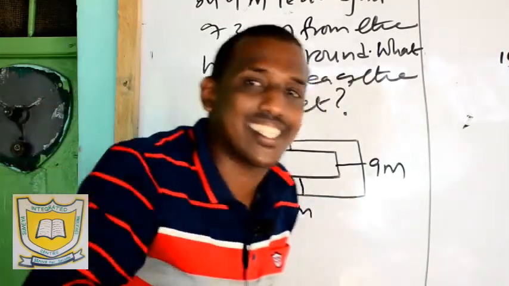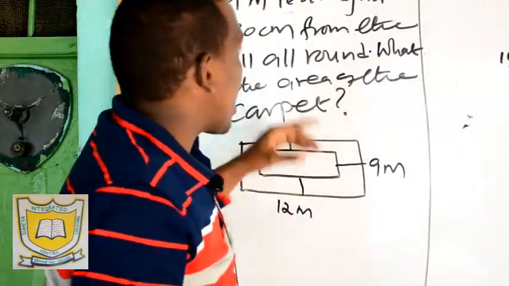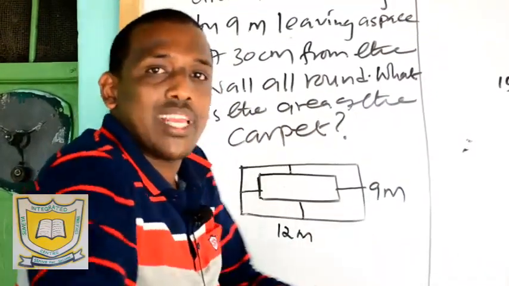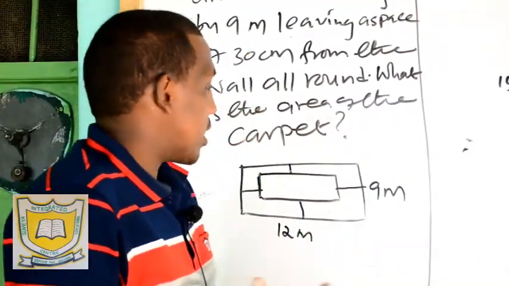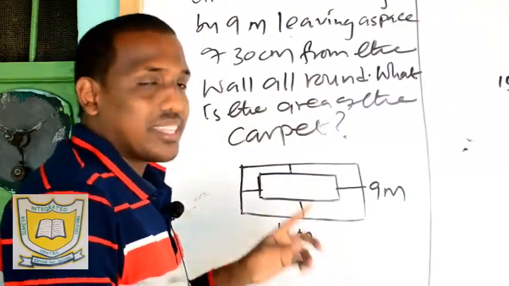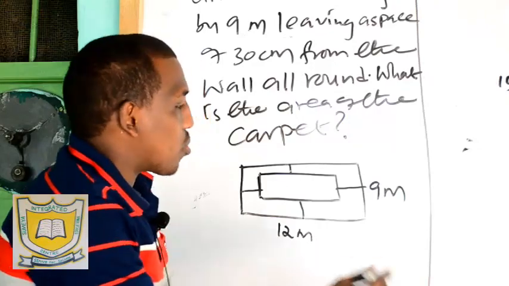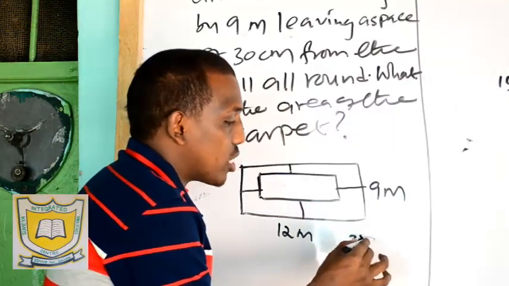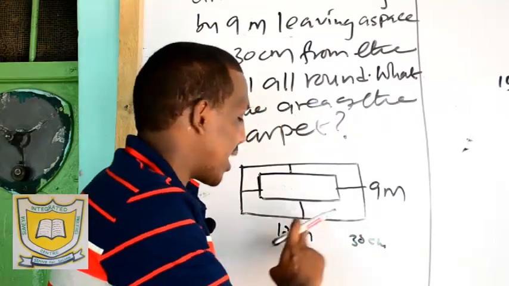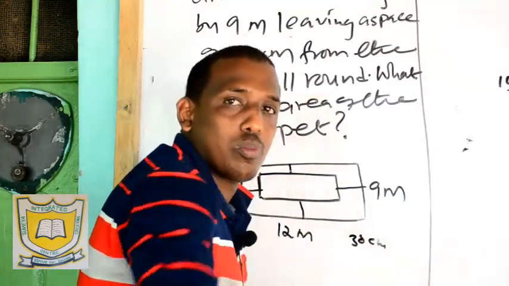We call them margins. Sometimes in exams they will tell you leaving a margin, or leaving a space, or leaving a path. You can use any of those words, so remember them. So now here is 30 centimeters. You are told the spaces here are 30 centimeters. But let us change this into meters, because the length and width of the bigger room are in meters.